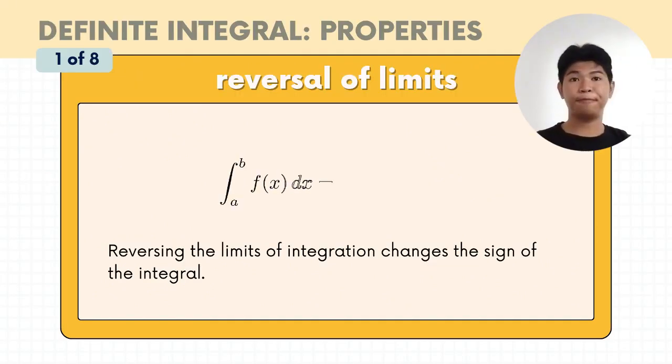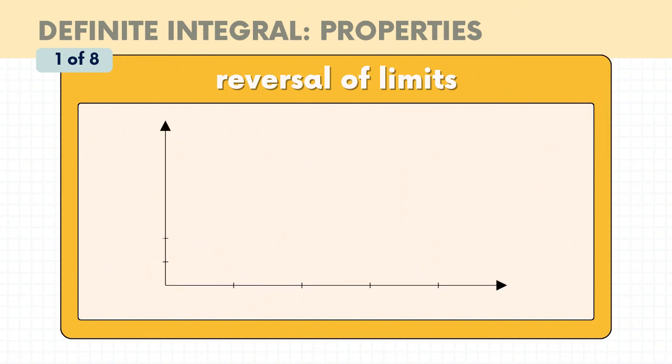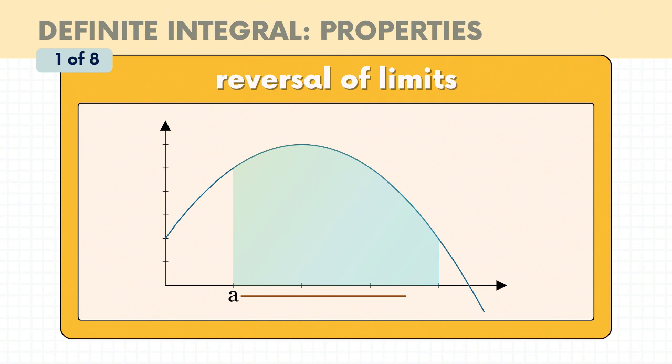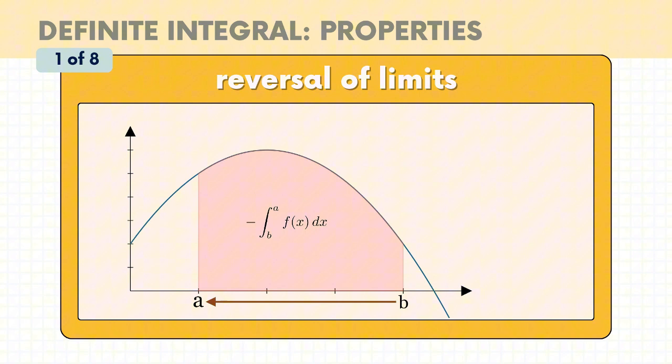For our first property, we have the reversal of limits. Reversing the limits of integration changes the sign of the integral. This states that if we switch the upper and lower limits, the integral's value is the opposite of what it was before. So, if our integral is positive, reversing the a and b values will make it negative. And if it is negative, the reversal will lead to a positive integral.